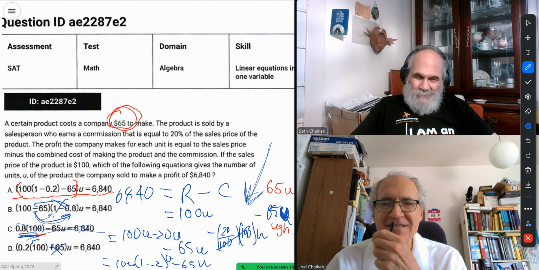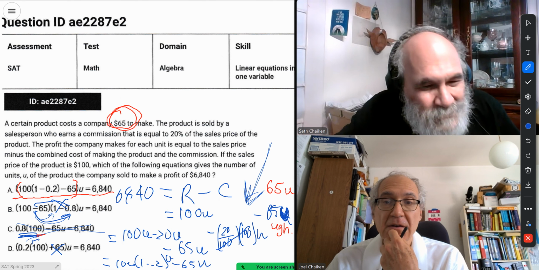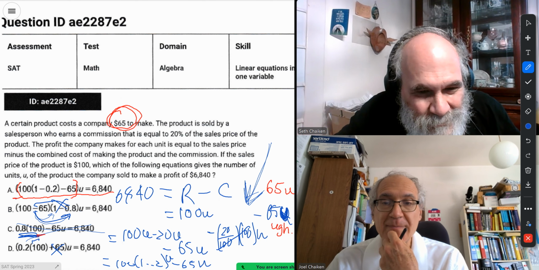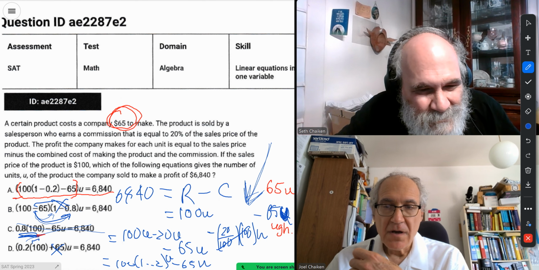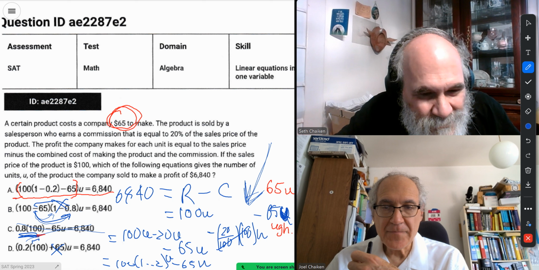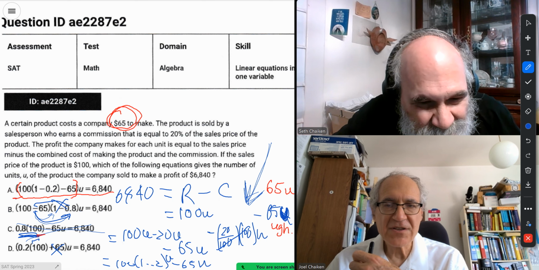So when you're practicing, try to do it both ways, and then ask yourself which is better for me. When you get real close to the test, use the method that you think is best for you, which could be just not guess and check, but just evaluate the solution, evaluate each answer.